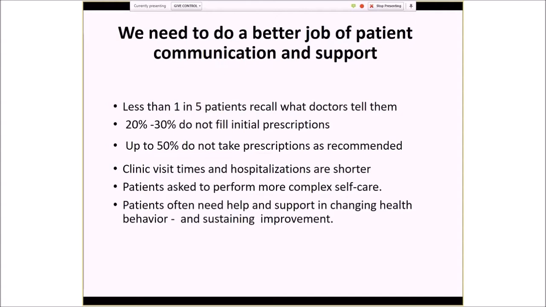We need to do a better job of communication and support. About 1 in 5 patients recall what the doctor tells them immediately after walking out of the doctor's office, and then within a week, they have forgotten over half of it. Twenty to 30% don't fill initial prescriptions. Up to half don't take the prescriptions as recommended. Do they understand the benefit or the necessity to take as recommended?